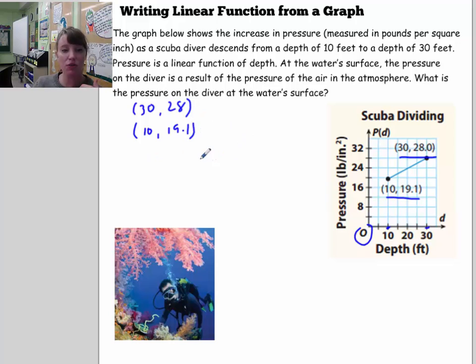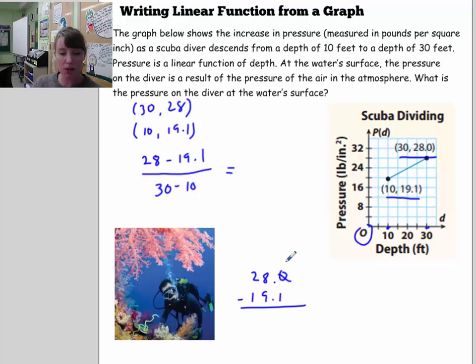When we find the equation, the first thing that we always want to find is the slope. Here I want to do 28 minus 19.1 over 30 minus 10. So 28.0 minus 19.1 would be 18, but we're going to reduce it to 17, and that's 1 here. So this is 9 and 8. So it's going to be 8.9 over 20.